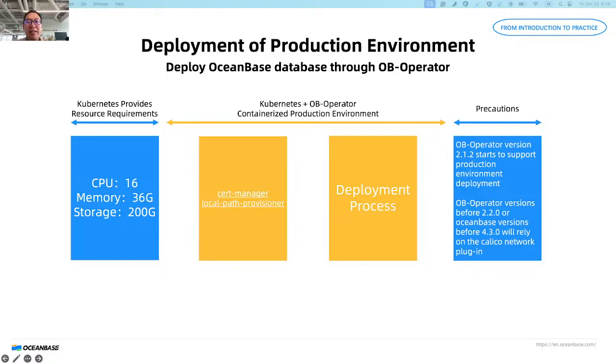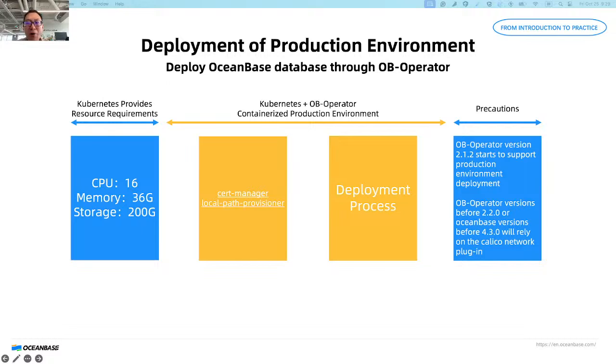The fourth requirement is that the resources provided by Kubernetes are 16 CPU cores and 36 GB of memory, and the storage space is not less than 200 GB. Why is the memory requirement 36 GB? Because OB operator allocates memory to OceanBase at a ratio of 90%. It's converted to 32 GB. It's consistent with the production requirements for deployment on physical machines.